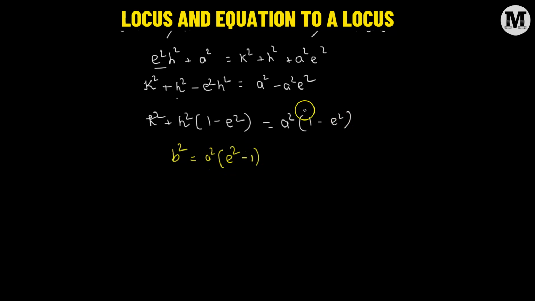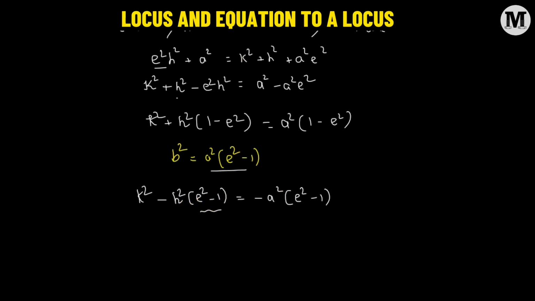However, we have 1 minus E squared here. Let's take care of that. We take K squared. So we'll take negative as the common factor. Now we have H squared multiplied by (E squared minus 1) that will be equal to negative A squared times (E squared minus 1). So what we can do? We can replace A squared times (E squared minus 1) with B squared on the right hand side, whereas we have (E squared minus 1) on the left hand side.